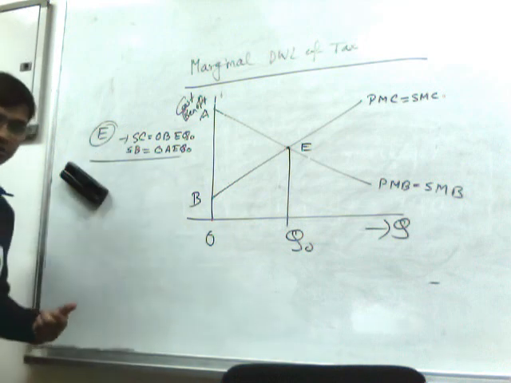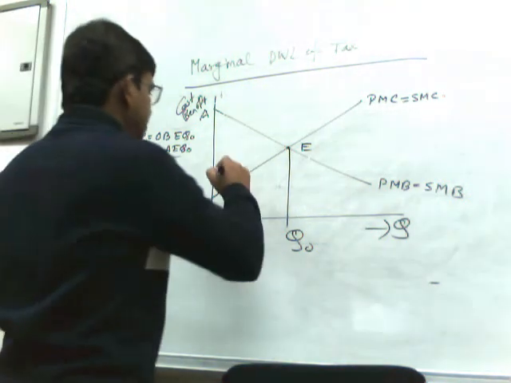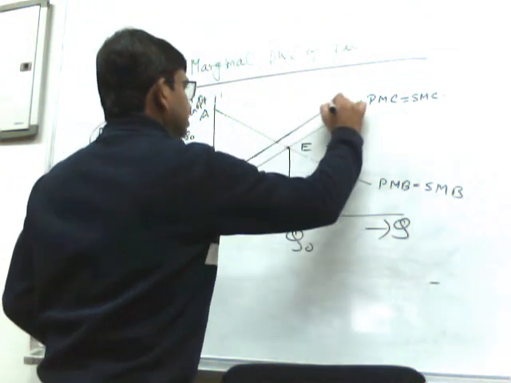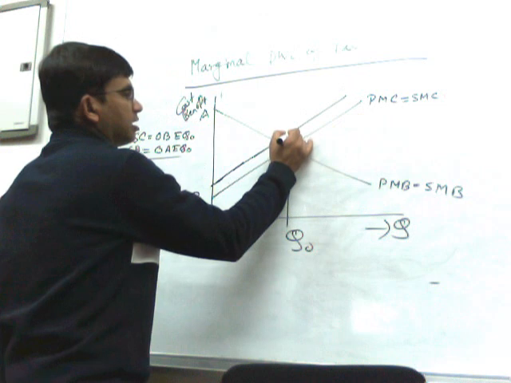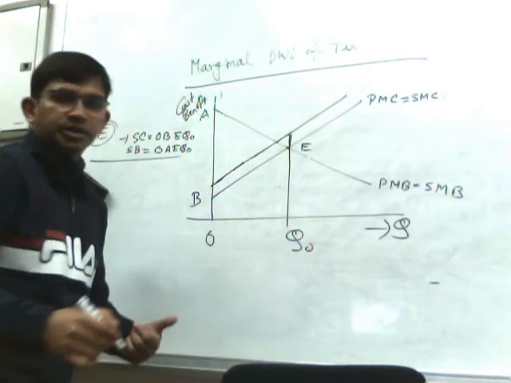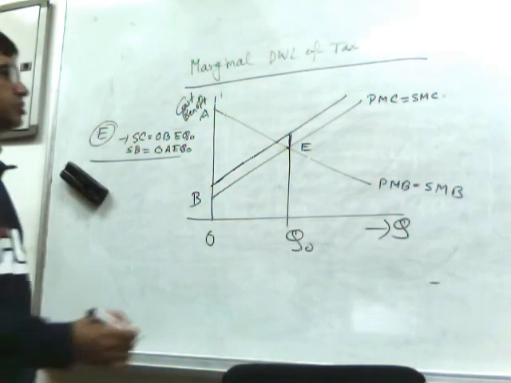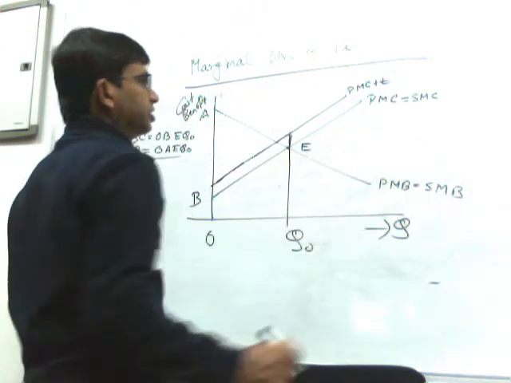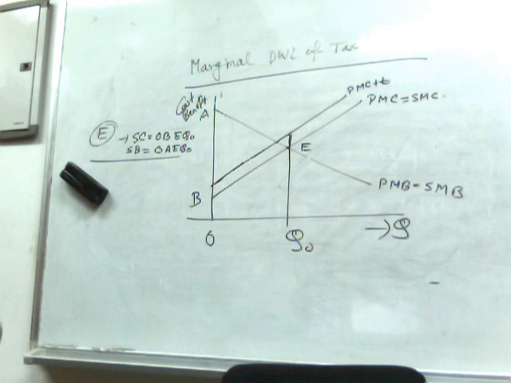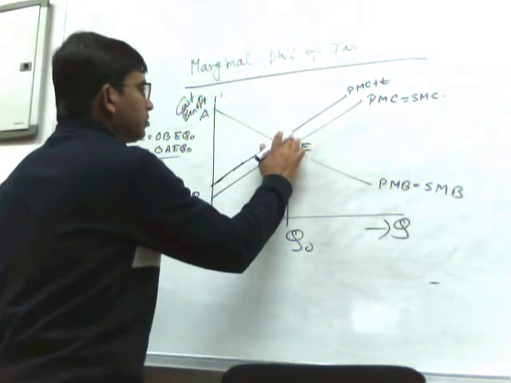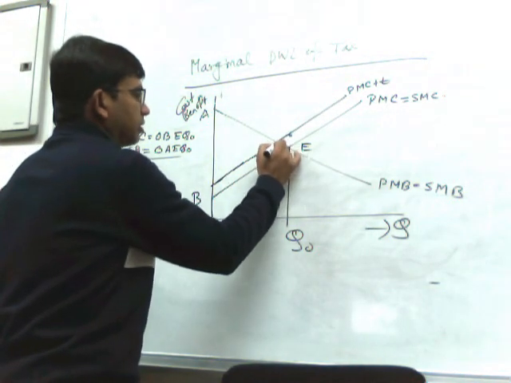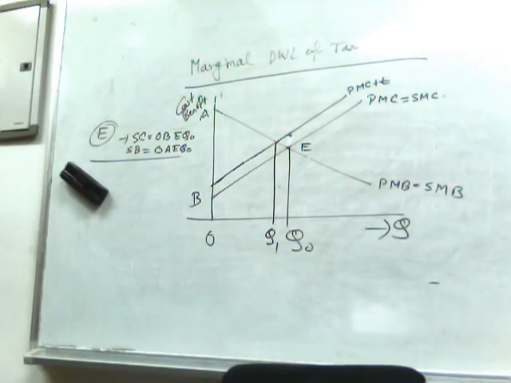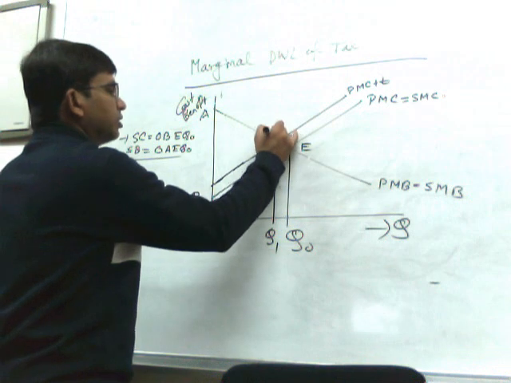So first we consider that the government is imposing a tax T, which is represented by the vertical distance between these two curves. So now the supply curve becomes PMC plus T. Now the equilibrium output is OQ1. The equilibrium point is F.